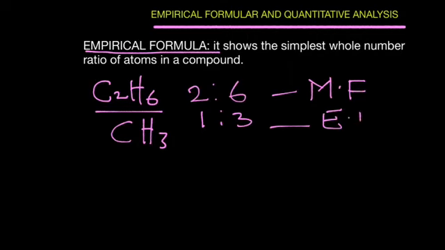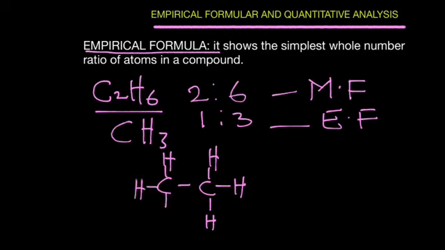We are going to label this as our empirical formula. What if we decide to show all the connections which we have inside this compound? If we do that, then we're going to have our 2 carbons and we'll show the connections of all the hydrogens inside there. We are going to call this our structural formula.